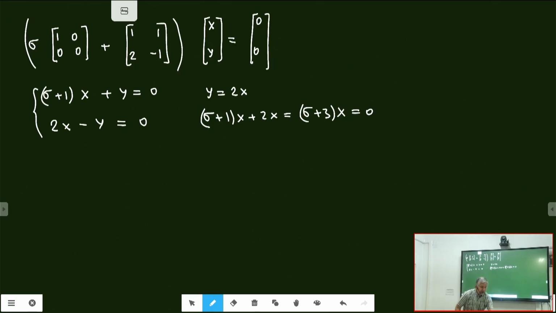Much more interesting is the situation when sigma is equal to -3. If sigma is equal to -3, then this coefficient is 0, and x can be anything. And if x can be anything, then y can be determined to be just double of x. So therefore, what we will do, we will just write sigma not equal to -3 means trivial solution.